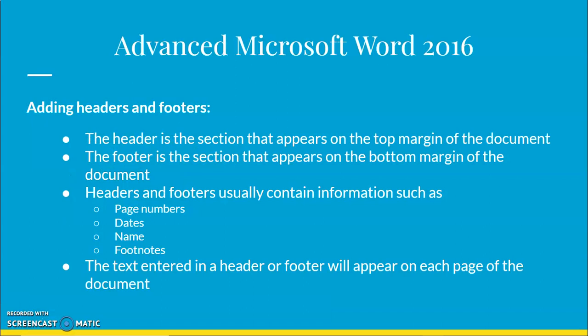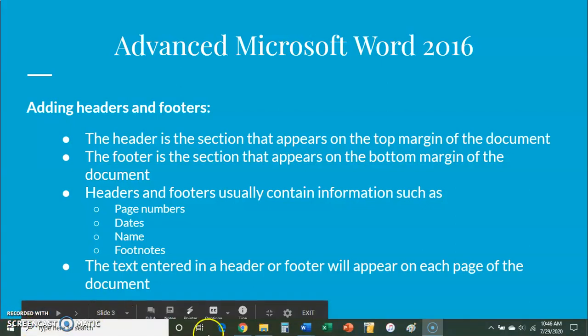Adding headers and footers. The header is the section that appears on the top margin of the document. The footer is the section that appears on the bottom margin of the document. Headers and footers usually contain information such as page numbers, dates, name, and footnotes. The text entered in a header or footer will appear on each page of the document. To add a header or footer, I am going to open a document that has already been created.